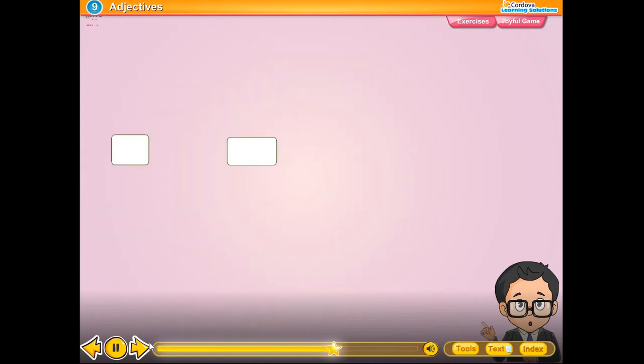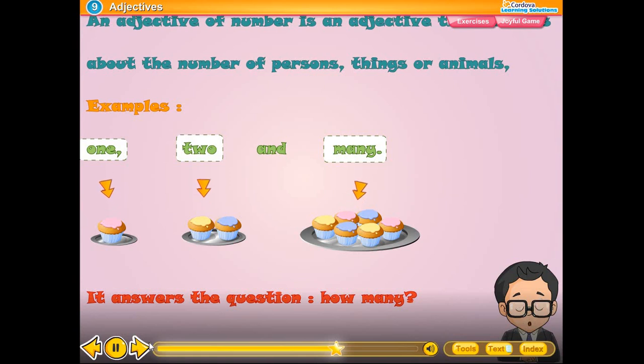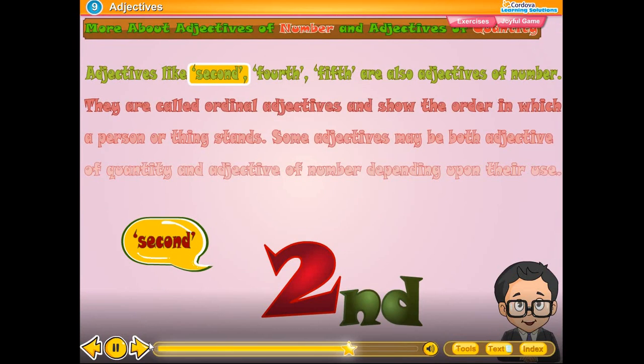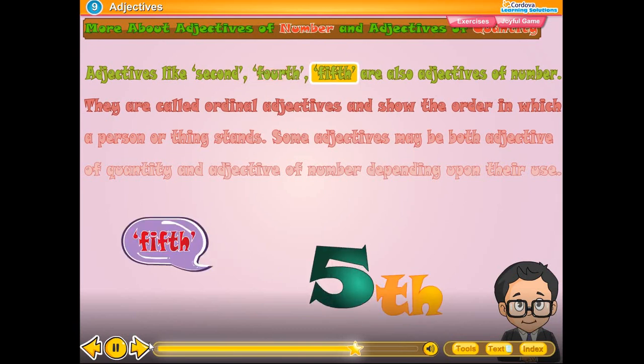An adjective of number is an adjective that tells us about the number of persons, things, or animals. Examples, 1, 2, and many. It answers the question, how many? More about adjectives of number and adjectives of quantity. Adjectives like second, fourth, fifth are also adjectives of number. They are called ordinal adjectives and show the order in which a person or thing stands.